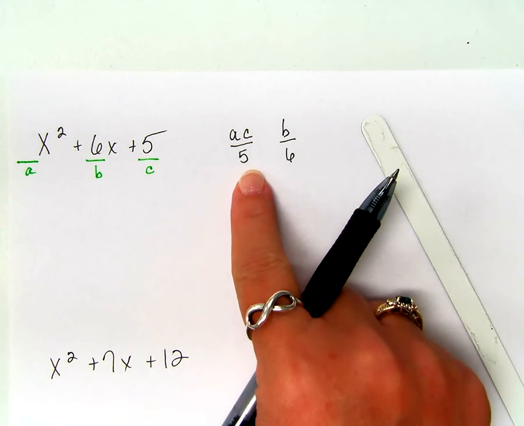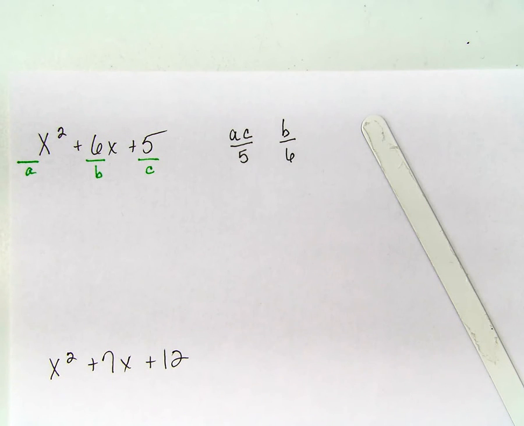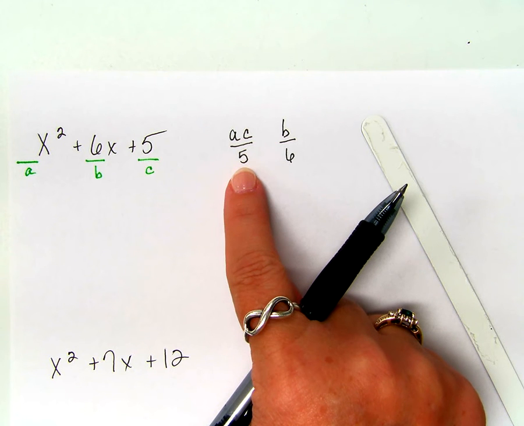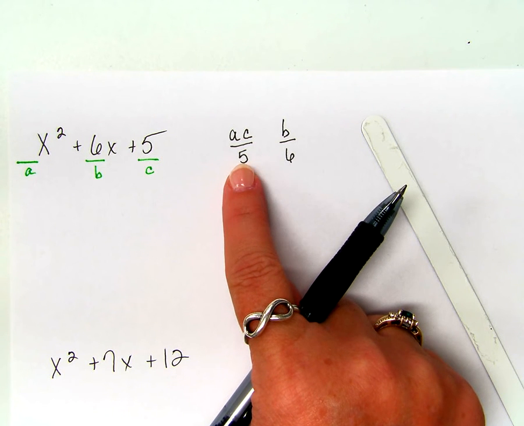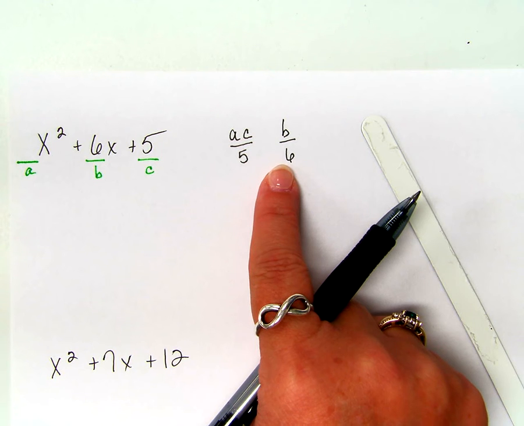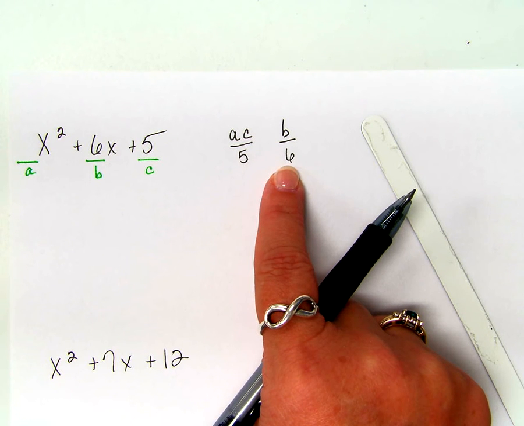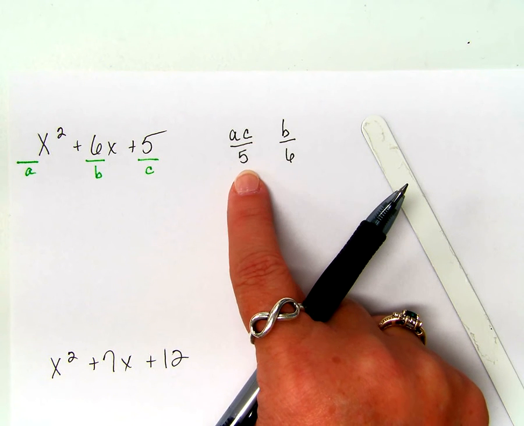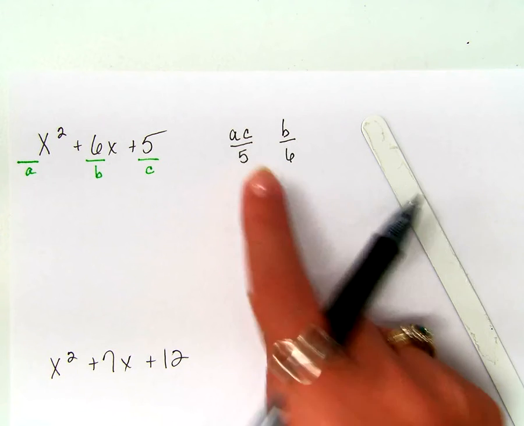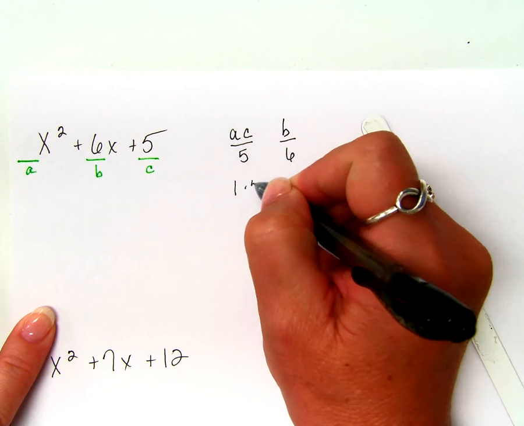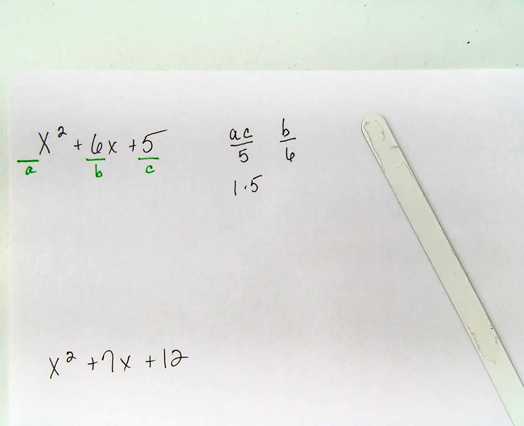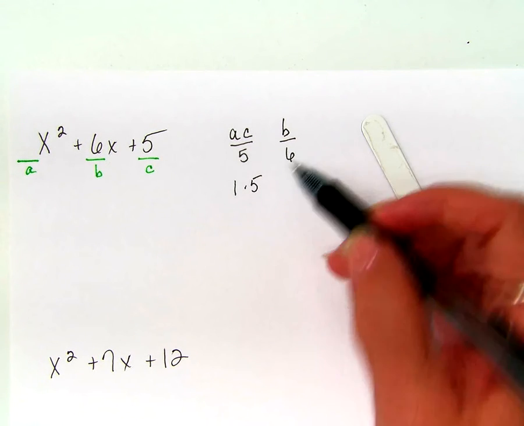Now we have to think. I know that's going to be tough for some of you, but we can do it. Here's what we have to think. What two numbers multiply to be 5 and add to be 6? Nobody say anything. What two numbers multiply to be 5 to start with? I started you off with an easy one, didn't I? 1 times 5. Those are the only two numbers that multiply to be 5. Do those two numbers add to be 6?